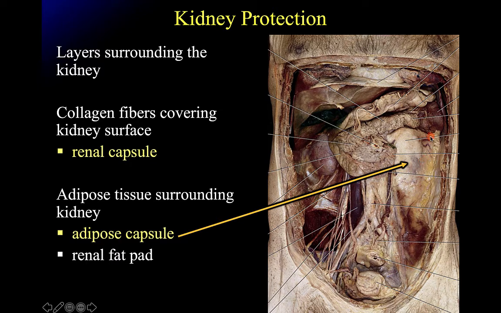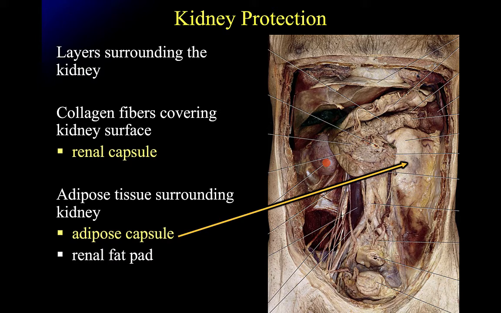But you can see it looks like there's just a huge glob of fat over there, which would be deep to that parietal peritoneum. Once you pick that fat off, there's just going to be a thin wrapper around the outside of the kidney. That would be the renal capsule. So the capsule is a somewhat translucent grouping of collagen fibers that you can peel off of this.